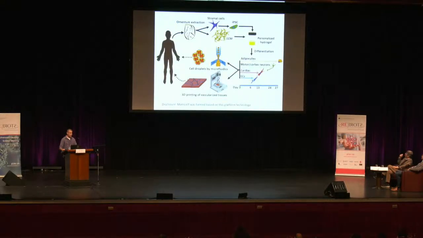So what can we do with this technology? We can isolate the cells, take the stromal cells, reprogram them to become induced pluripotent stem cells. The ECM is processed to become a personalized hydrogel. And once we mix the cells with the hydrogel, we can differentiate the cells inside a 3D network of fibers to any tissue type that we wish. This is just a partial list of the things that we're doing in the lab.